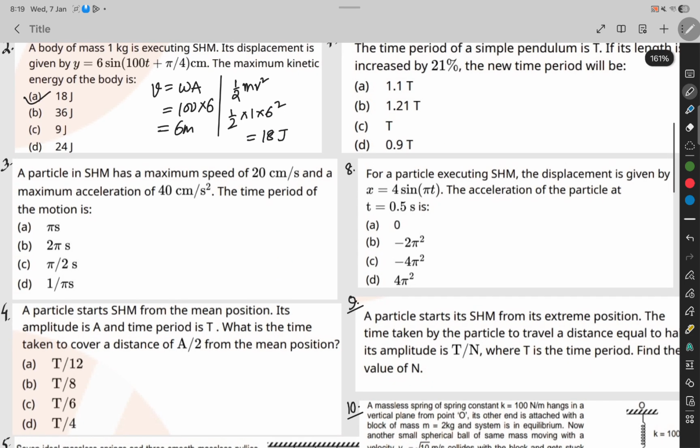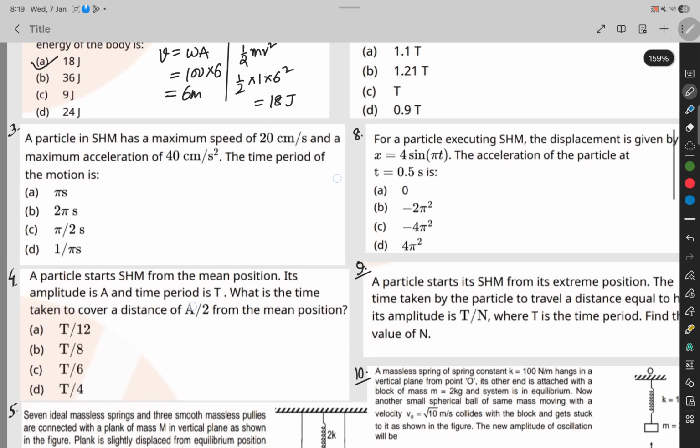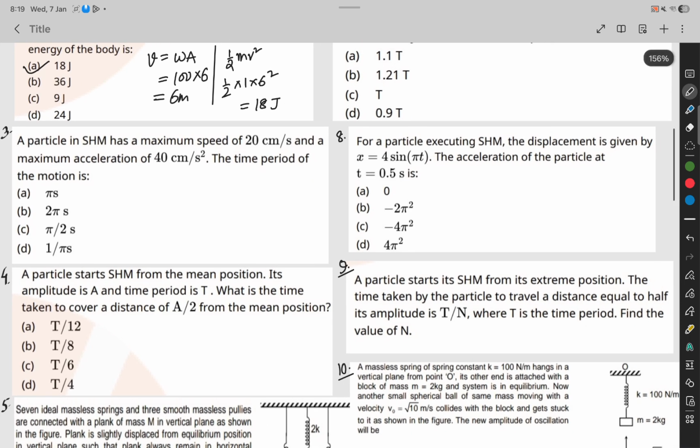These are very basic questions. Then a particle in SHM has maximum speed of 20 cm per second and maximum acceleration 40 cm per second square. So maximum speed is V equal to omega A, and maximum acceleration is equal to omega square A. If you divide those, you get V by A equal to 1 by omega. That is V by A is 20 by 40. That is given. So 1 by omega equal to 2.